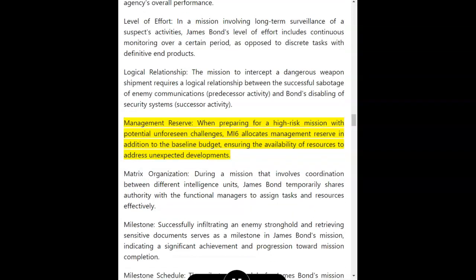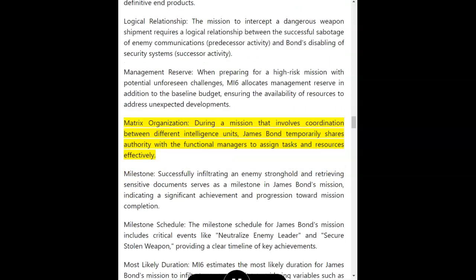Management reserve. When preparing for a high-risk mission with potential unforeseen challenges, MI6 allocates management reserve in addition to the baseline budget, ensuring the availability of resources to address unexpected developments. Matrix organization. During a mission that involves coordination between different intelligence units, James Bond temporarily shares authority with the functional managers to assign tasks and resources effectively.